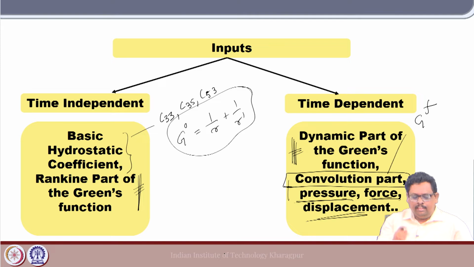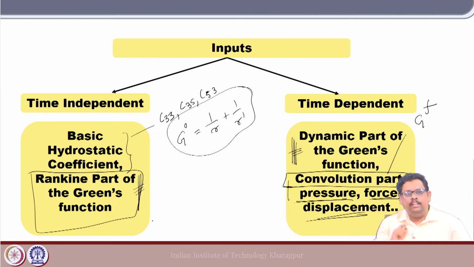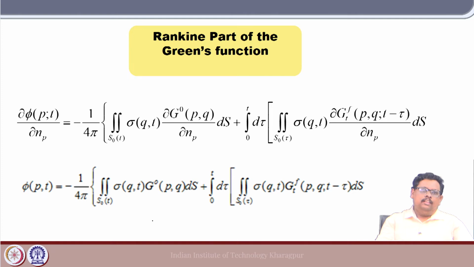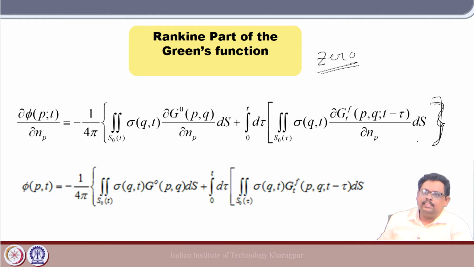So, now in the next slide we have to figure out how we can do this time independent, the Rankine part of the Green's function, how we can do the integration. Now, this is the classical integral equation. Of course, this is for the 0 speed. Why are we using the 0 speed? Because with the forward speed we have only one term to discuss, but here this second bracket is missing anyway.